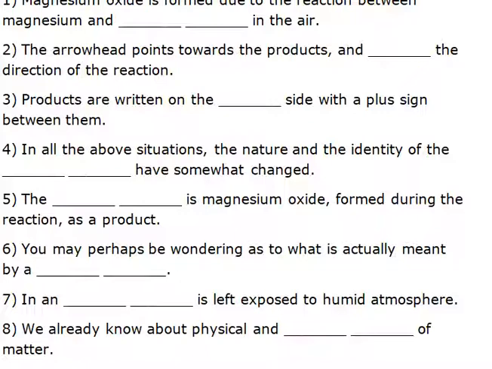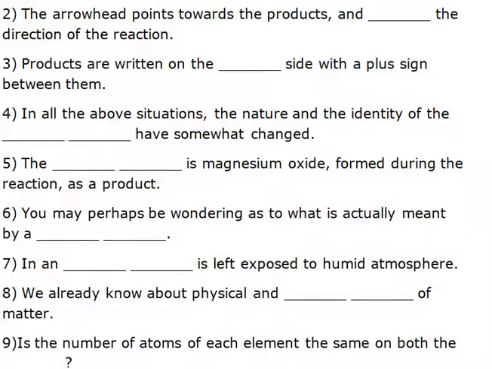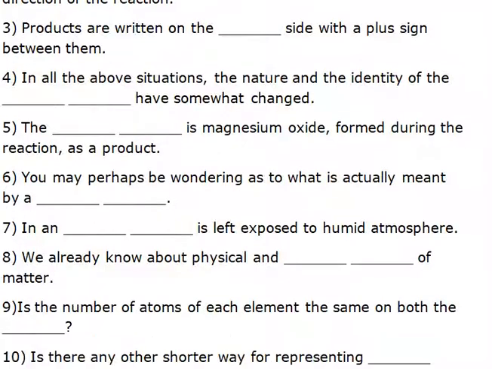Question number 3. Products are written on the dash side with a plus sign between them. Question number 4. In all the above situations, the nature and the identity of the dash and dash have somewhat changed. The dash and dash is magnesium oxide formed due to reaction as a product.